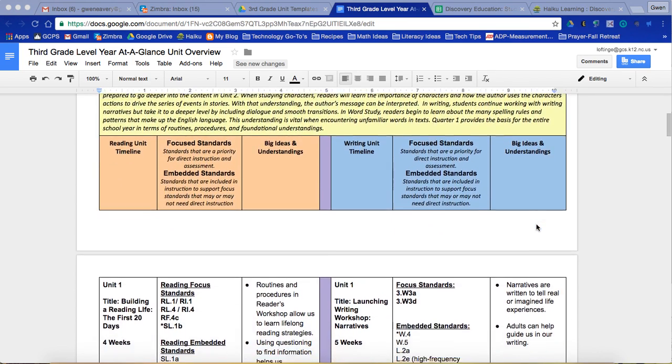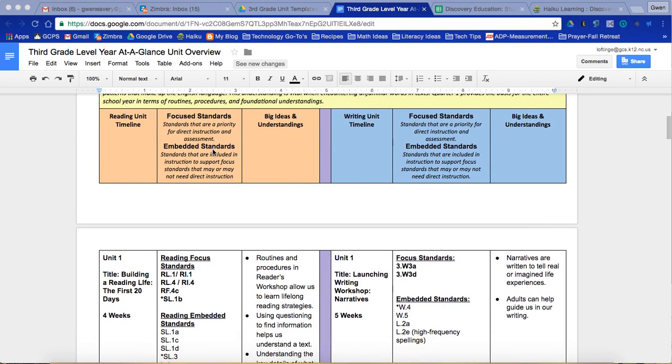Underneath that, you'll see you have reading on the left with the orange over here and blue on the right. So you'll see the reading unit timeline. So you have the unit number, the title, in this case, Building a Reading Life, the first 20 days for reading, and then for writing, Launching Writing Workshop, and then the pacing. So you have 4 weeks for the reading and 5 weeks for the writing. The reason why these are side by side is because they were written to intentionally be taught at the same time because they lend themselves to one another.